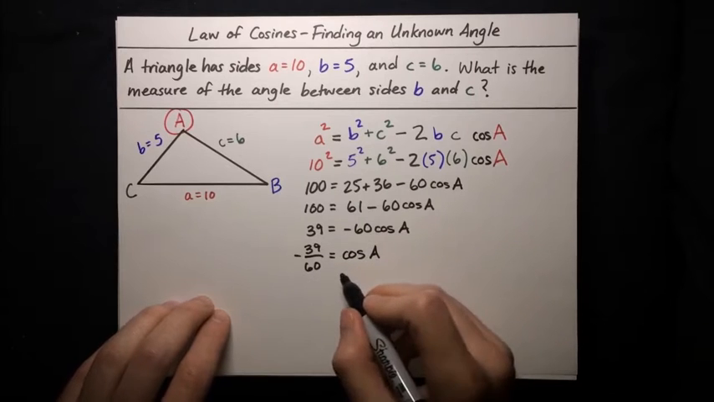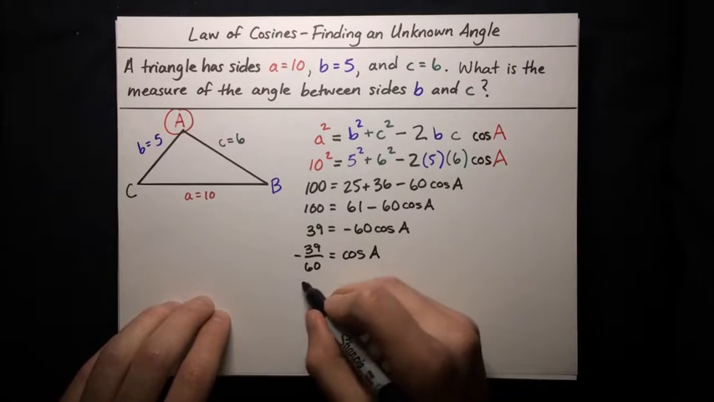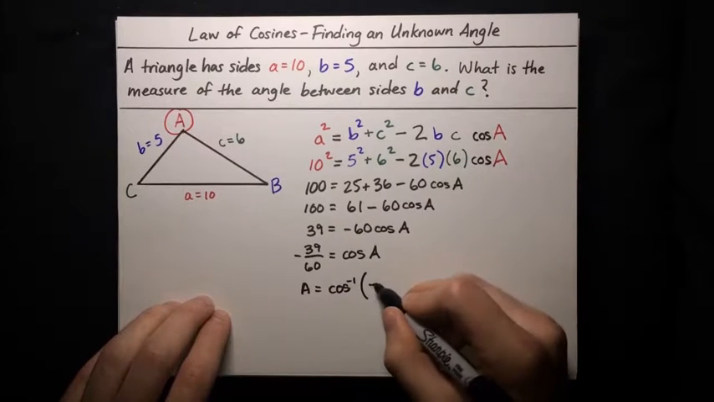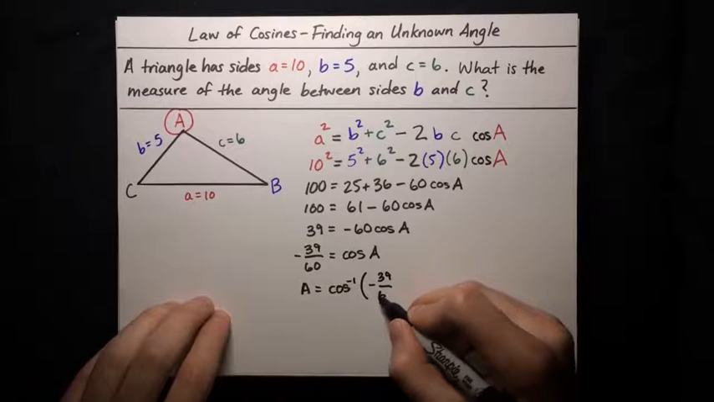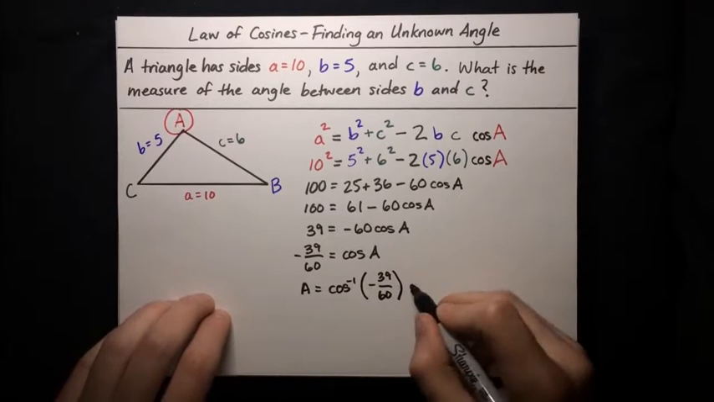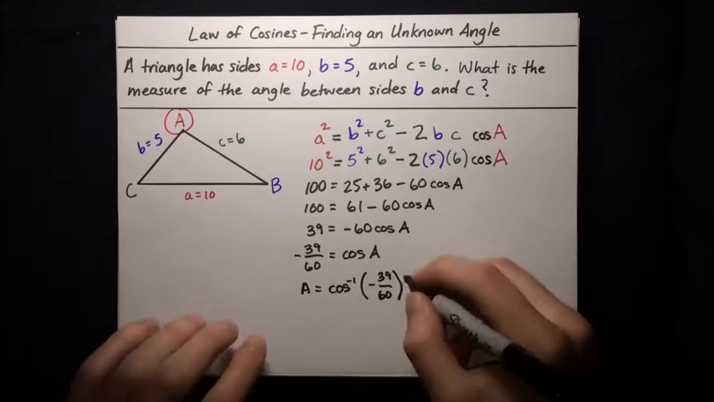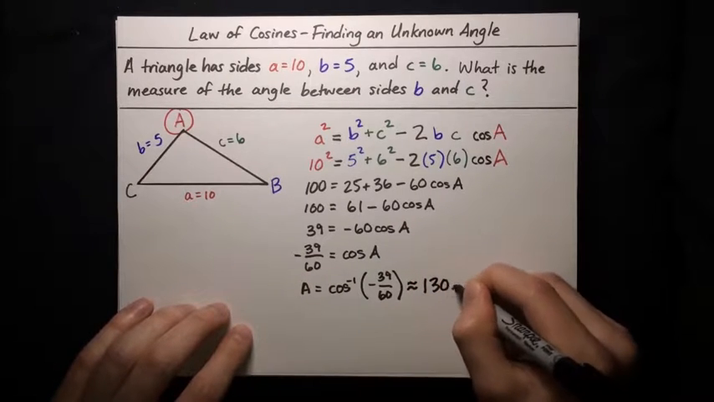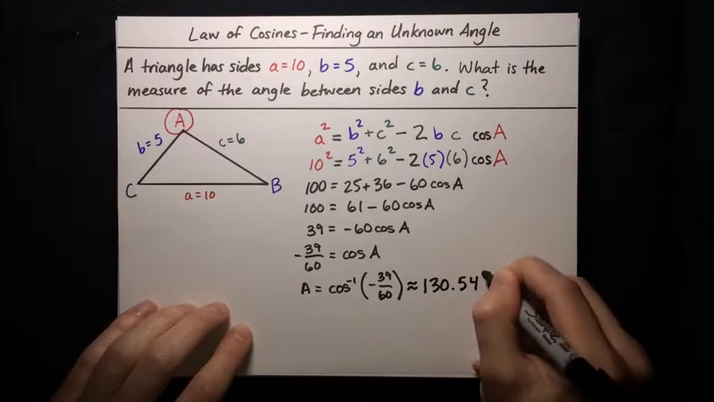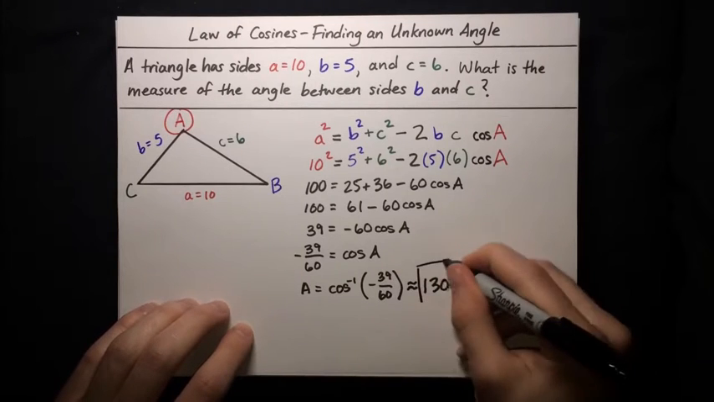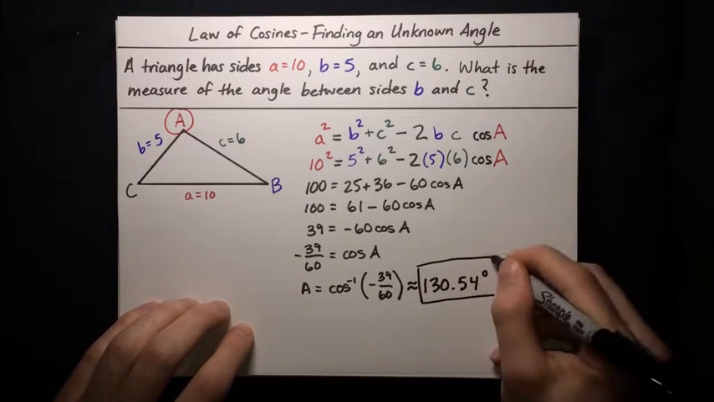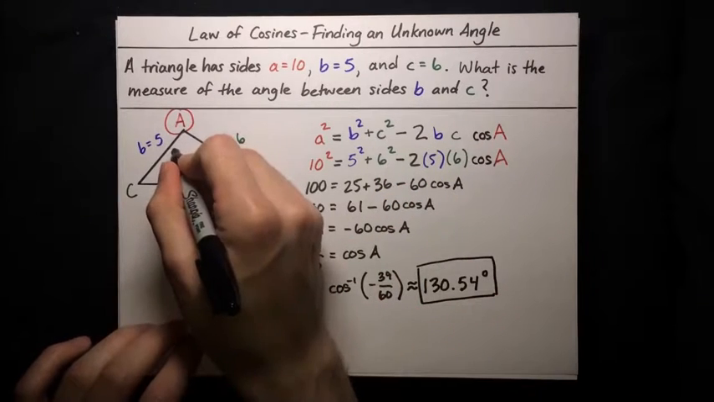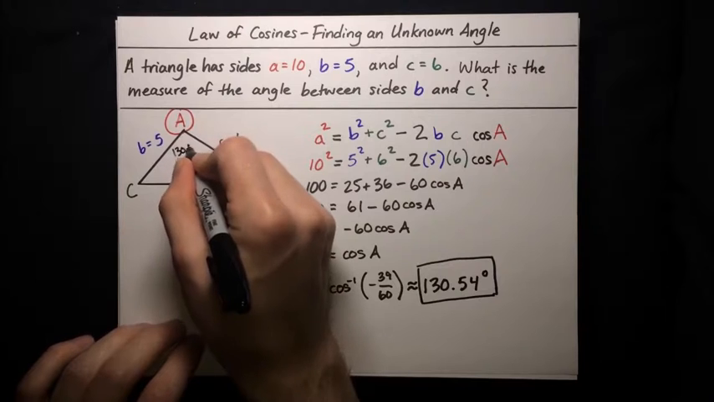You could reduce that fraction, but let's not bother with it because we can just say that A equals inverse cosine of negative 39 over 60 and just stick that in our calculator and see what comes out. The result is that that's approximately equal to 130.54 degrees. So there we go. There is our measure of the angle between sides B and C, angle A, just 130.54 degrees.